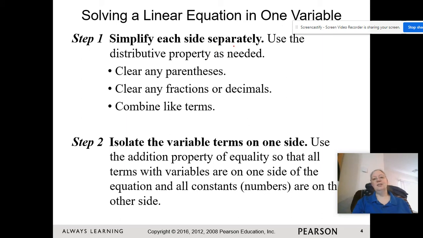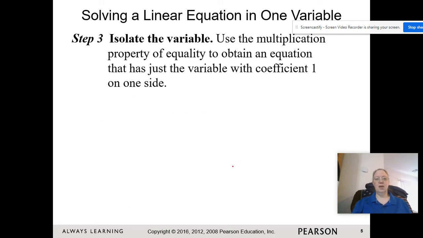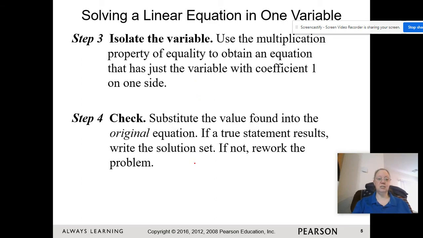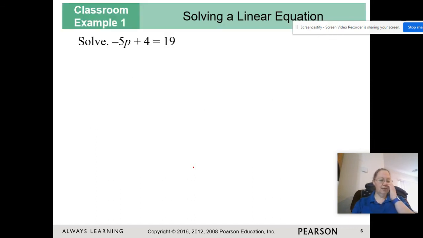Once you have each side simplified, then you are going to get the variable on one side and the constant on the other, and then you're going to use the multiplication property by dividing whatever the coefficient is, and check your answer. So let's do some examples.